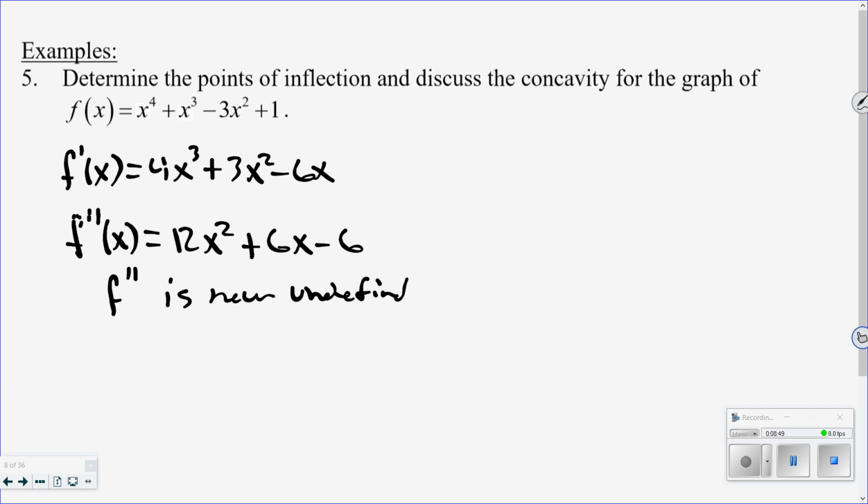The second thing we want to find out is when the second derivative is equal to 0. So let's figure that out. I'm going to set the second derivative equal to 0. Let's see, we can divide everything by 6.